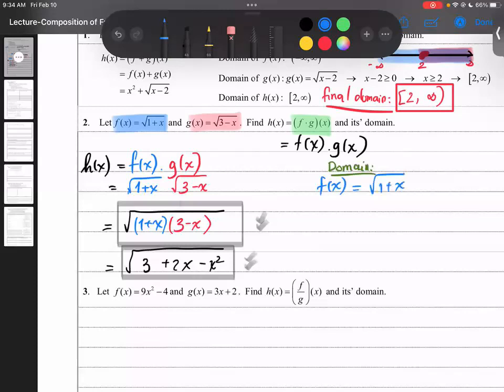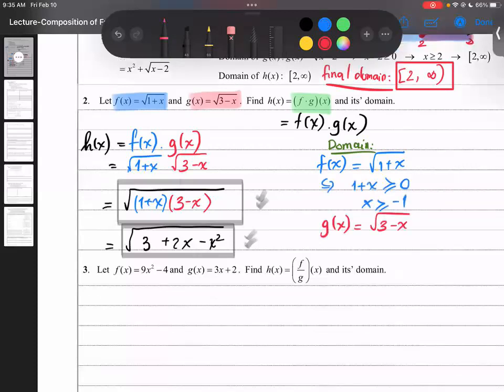That implies 1 plus x has to be at least 0, right? And then you solve for x. So x is greater than or equal to -1. And then you go to the domain of g, the square root of 3 minus x. That implies 3 minus x also has to be at least 0. If I add x to both sides, x is less than or equal to 3.